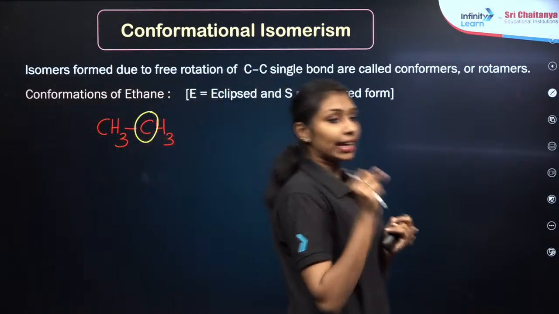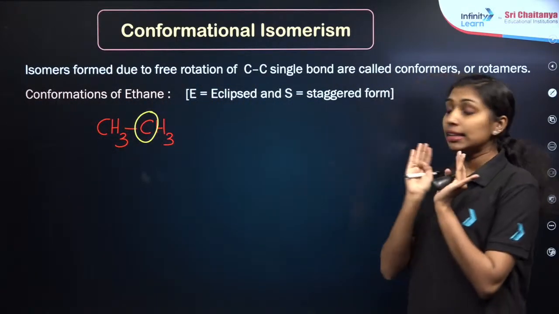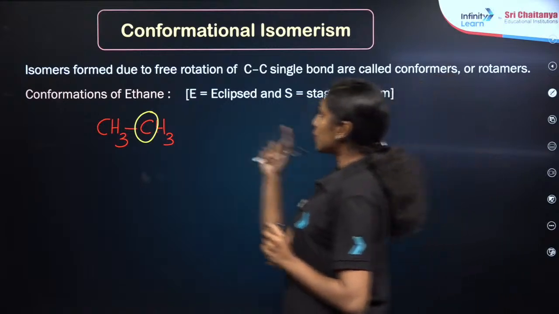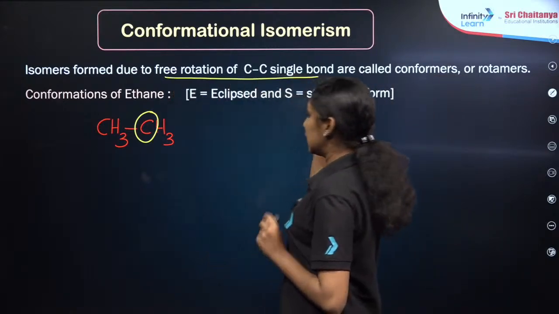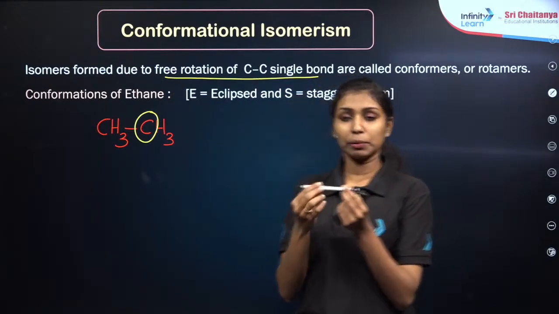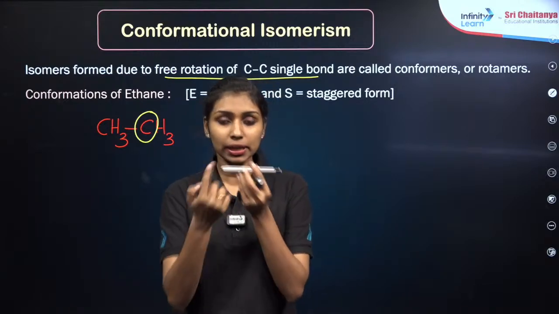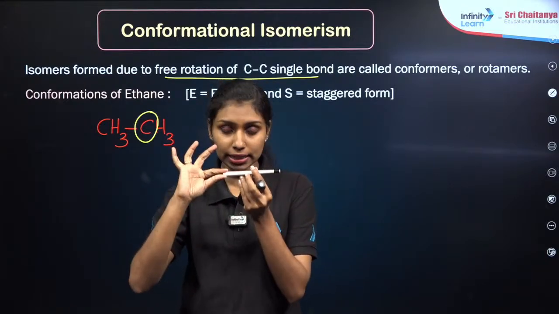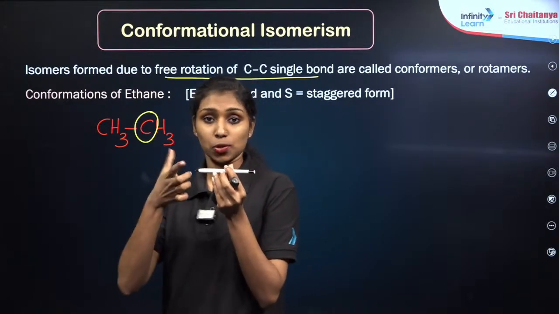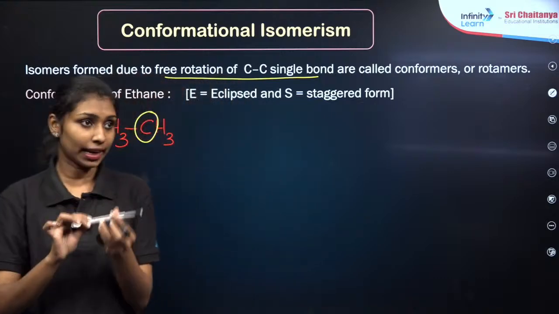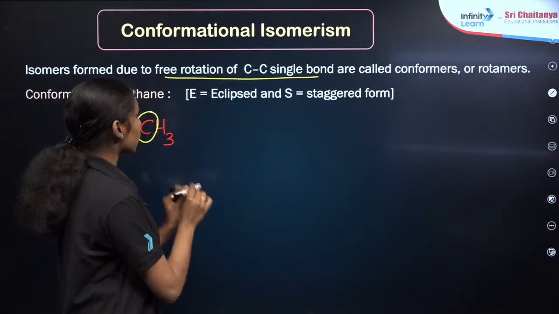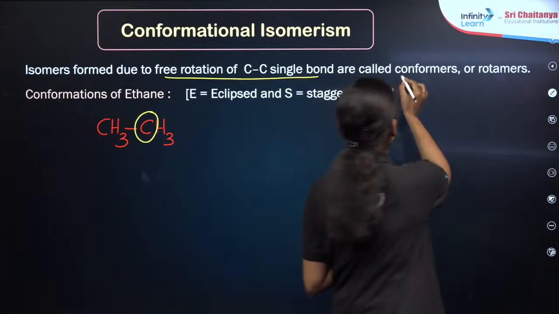So in words, we can define conformation as the isomers that are formed due to the free rotation of the C-C single bond. This is our ethane molecule. There will be one carbon here, and here is also one carbon. If I am rotating this particular compound, I can get more isomers having different spatial arrangements. This type of arrangement is known as conformers or rotamers, right?